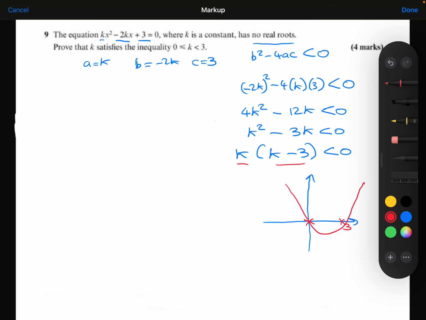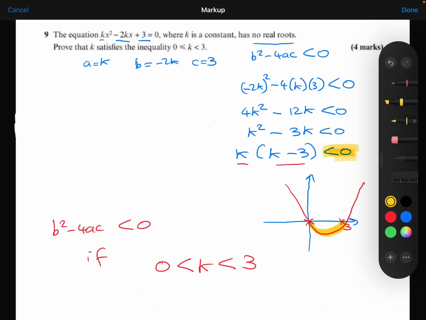So I can say that if k is between 0 and 3, then the discriminant is negative. I've just drawn the graph of the discriminant, and the discriminant is negative if k is between 0 and 3. So b squared minus 4ac is less than 0 if k is greater than 0 and less than 3.